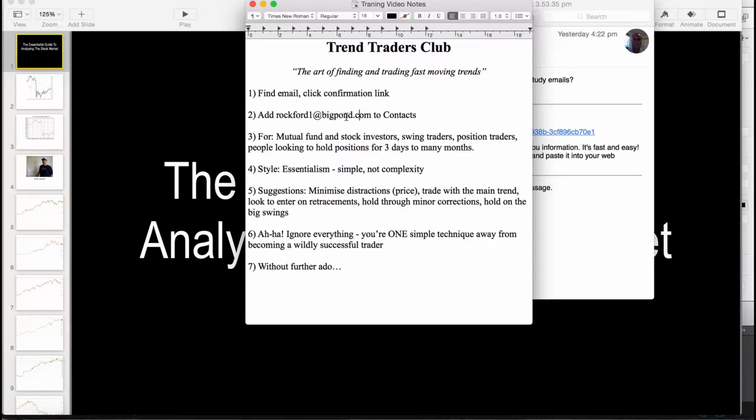And number 6, the biggest aha I've had since getting caught in the 1987 stock market crash, which we'll talk about shortly, is this: ignore everything. Focus on the price. Don't listen to CNBC. Don't listen to all the pundits talking about the market's going up and the market's going down and the market's going nowhere. Look at the price action and decide for yourself.